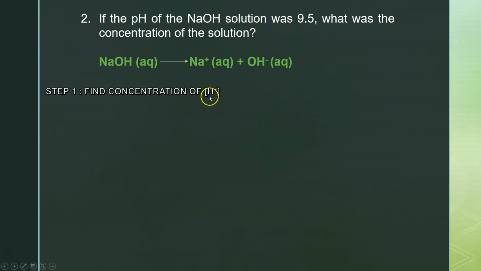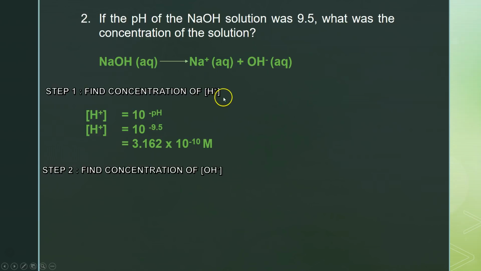Why do I say that? Because the only information that was given in the question was the pH. So you'll have to work from there. Okay, so how do you find the concentration of hydrogen ion from pH? Use this formula. Hydrogen ion concentration is equal to 10 to the power of negative pH. In this case, the pH is 9.5. So 10 to the power of negative 9.5 is 3.162 times 10 to the power of negative 10 molar or mole per liter. Next step.